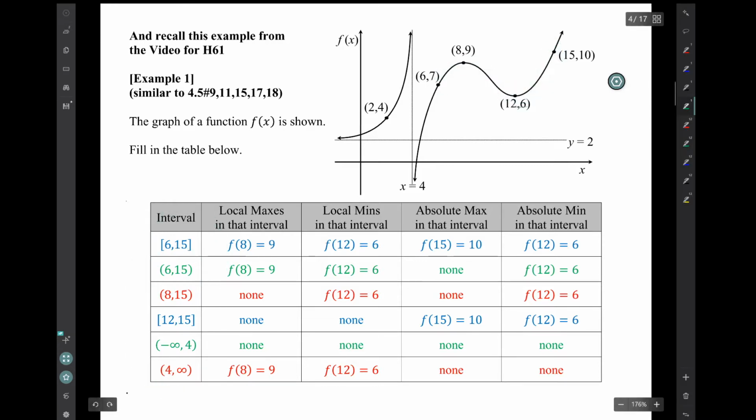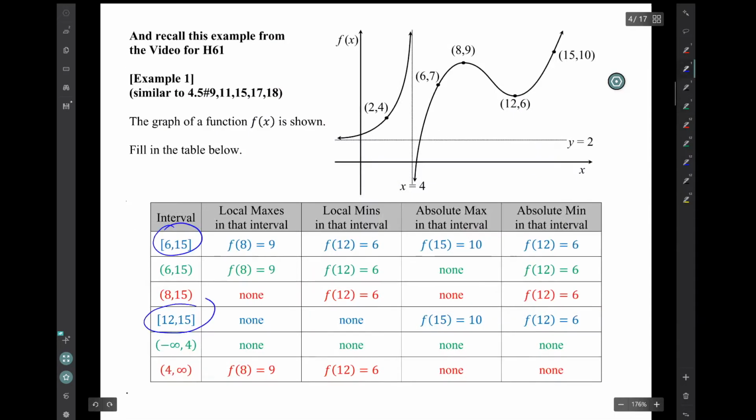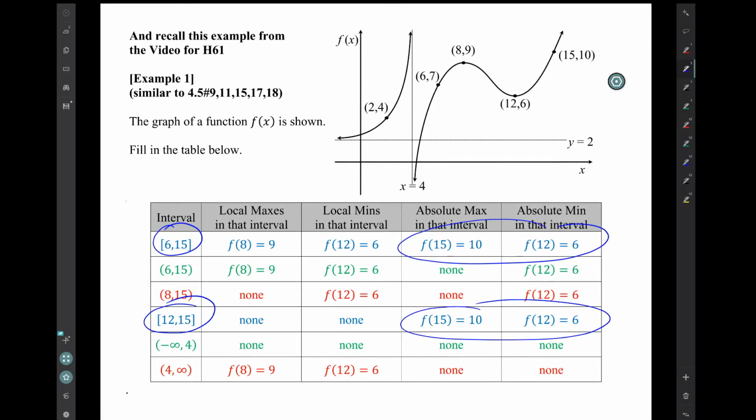So we found that the existence and the values of local and absolute maxes depended on the intervals that you chose. And of course, in some of the intervals, there were no absolute extrema, and in a lot of the intervals, something was missing. Either a local max or min was missing, or maybe an absolute max or min was missing. But there was one important situation where some extrema are guaranteed to occur. These two examples had absolute maxes and absolute mins, and those two intervals were closed intervals.